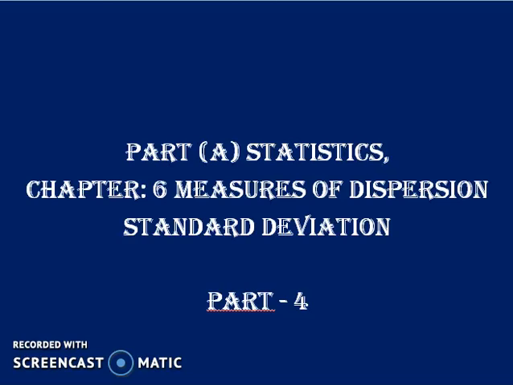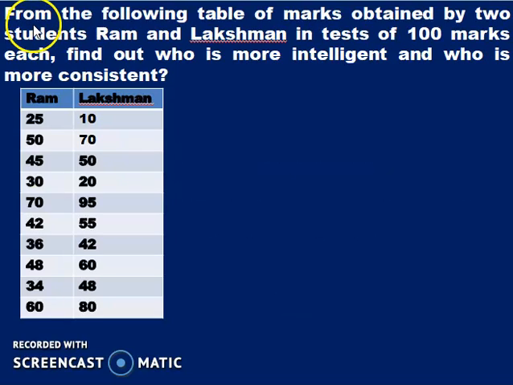Jai Hind students, today we are going to discuss Part A, Statistics, Chapter 6, Measures of Dispersion, Standard Deviation, Part 4 video. So look into the question, a model question: from the following table of marks obtained by two students, Ram and Lakshman, in tests of 100 marks each, find out who is more intelligent and who is more consistent. The marks scored by the two students have been written here. So we have to find who is more intelligent and more consistent.